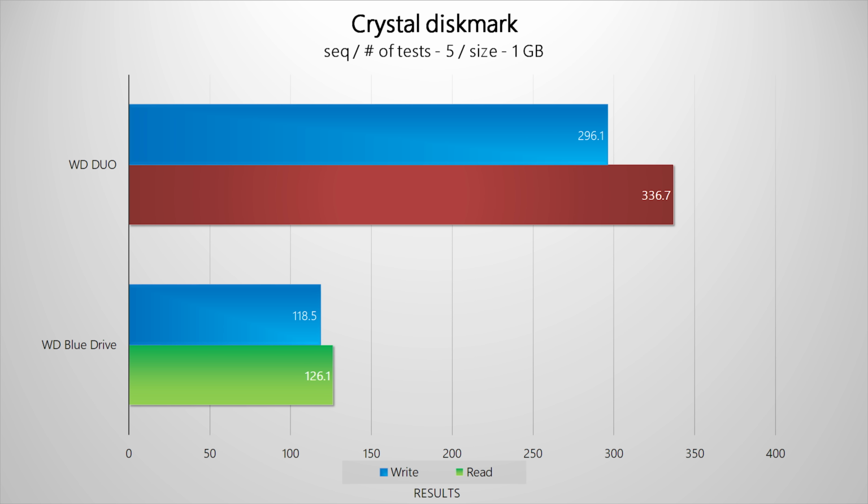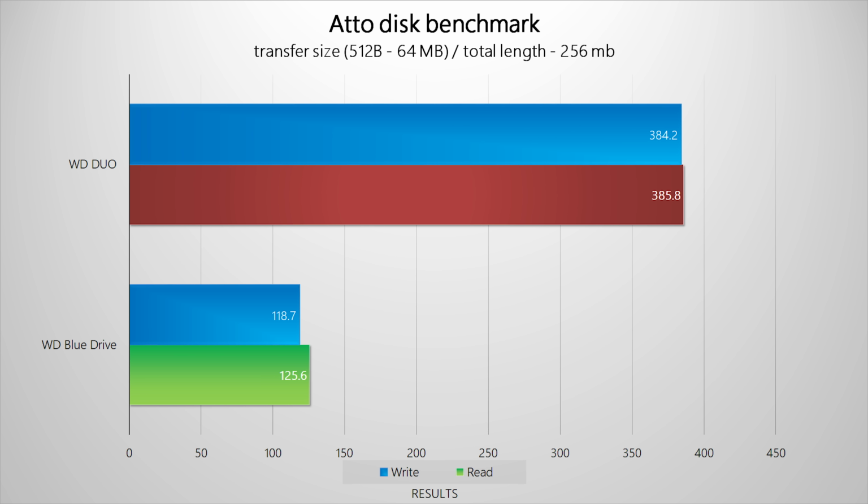Now, as you can see, the Duo dished out roughly 336 megabytes per second on reads and roughly 300 megabytes per second on writes, whereas the single Blue drive dished out 120 megabytes per second on reads and 118 megabytes per second on writes. Moving on to ATTO Disk Benchmark, a program that tests the drive's read and write speeds using incremental file sizes, the Duo, as expected, takes the lead once again, dishing out well over 380 megabytes per second in both read and write performance, whereas the single WD Blue drive scored 125 megabytes per second on read and 118 megabytes per second on the write test.